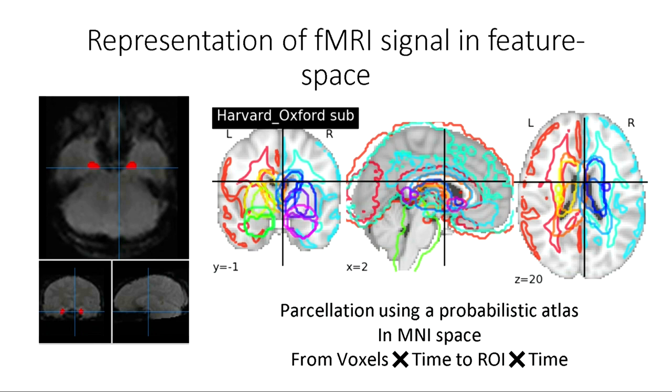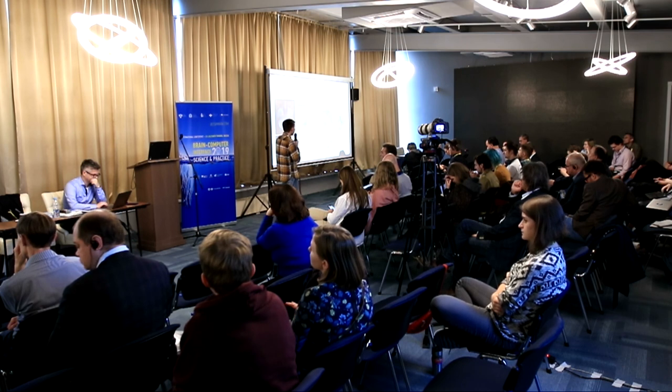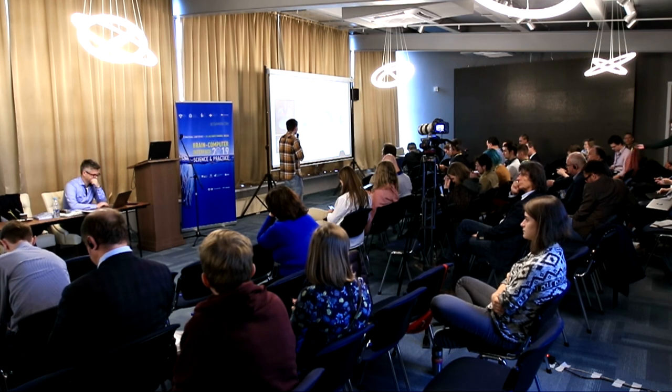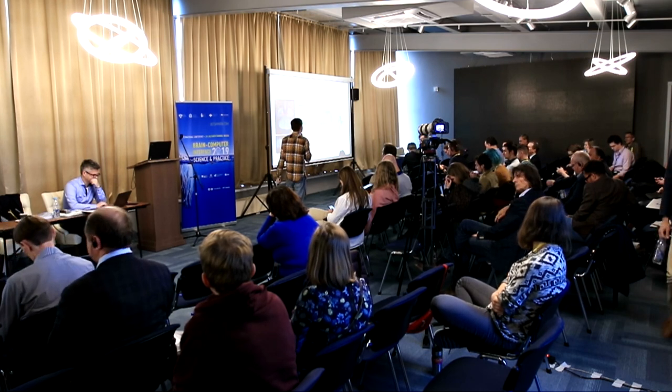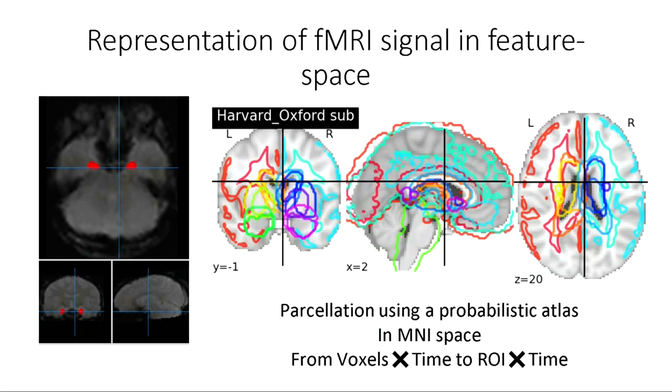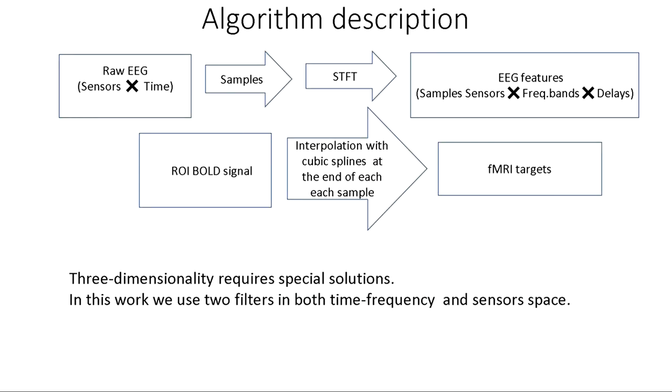Or you can use the simplest probabilistic atlases. These are atlases that were drawn from many participants, and they mean different subcortical structures. Using these probabilistic atlases, we can go from voxels by time to regions of interest by time. It's from a very high dimensional space to a very low dimensional space, only two dimensions: different regions of interest and time points. Let's move on to our algorithm description.